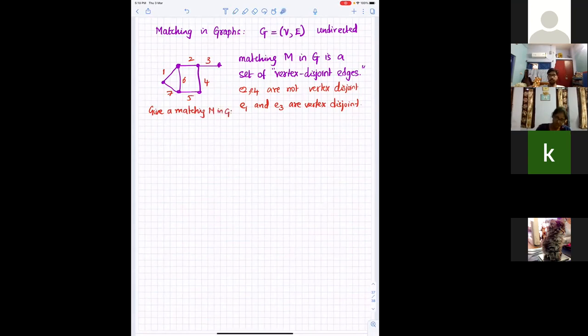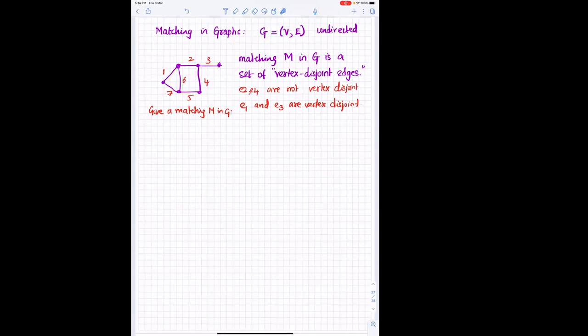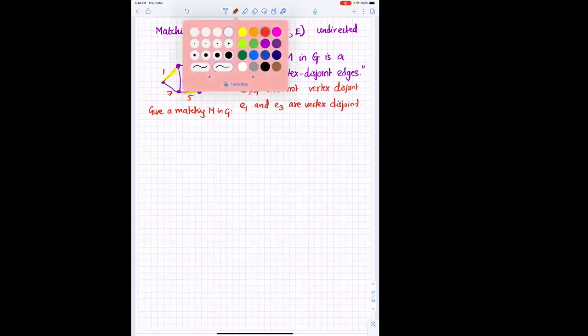1, 5, and 3. Okay, so she says this edge, and this edge. Is this correct? So this is a set of vertex disjoint edges, right? These three edges, 1, 5, and 3, they do not share any vertex. So let me just write it down.